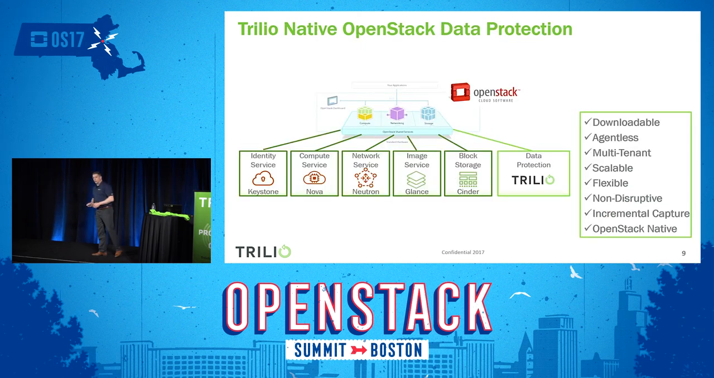So let me introduce you to Trilio, okay? Trilio is the only native data protection solution for OpenStack. And what that means is we are built from the ground up with the cloud in mind. To the right-hand side are all the attributes that every cloud should have for protection. We are downloadable, agentless, multi-tenant and scalable, flexible, non-disruptive, incremental capture forever, and the last bullet point is key: OpenStack native.